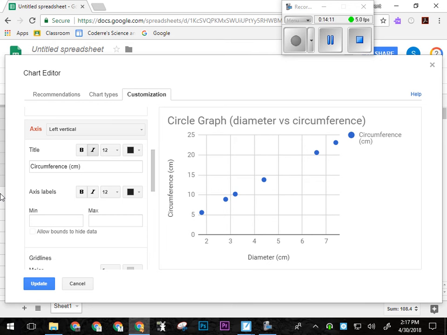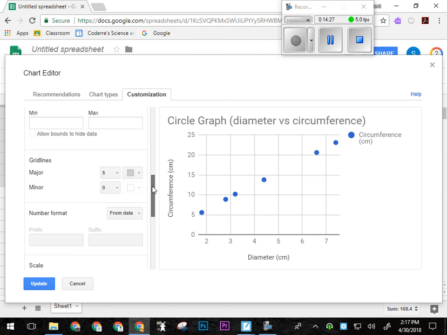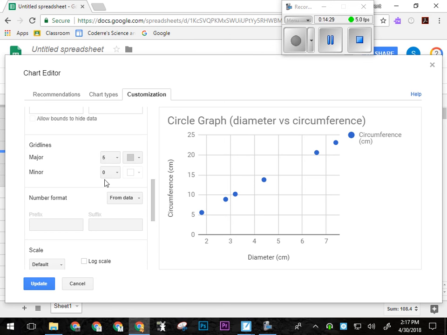All right, so now I have a properly formatted graph. I've got the points on there, I've got labeled axes, I've got a title. It's starting to take shape. There's a couple more things I need to do now. If I scroll down a little bit further, it gives you some options for grid lines. Most of the time you don't have to do anything with that, you can just leave it.